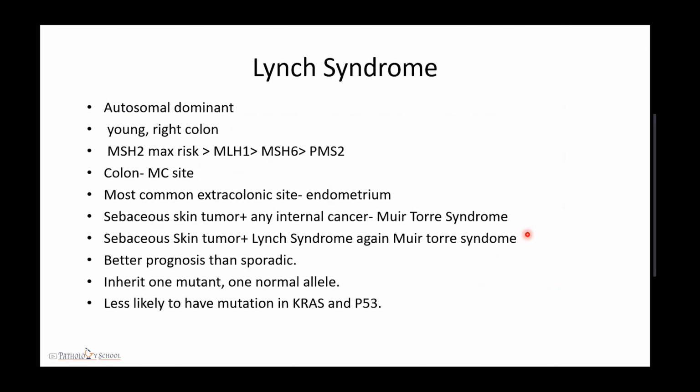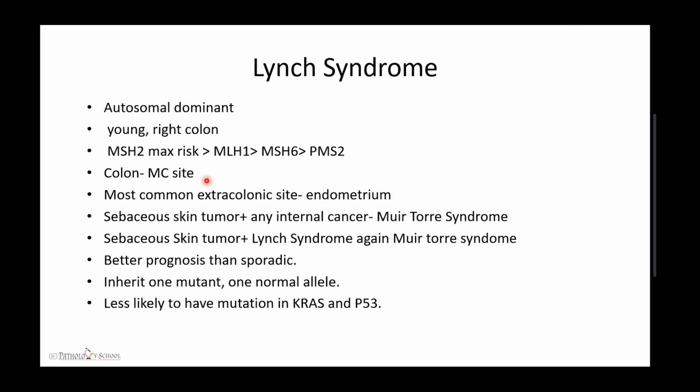Now, Lynch syndrome is an autosomal dominant condition. Most common in young patients. The clinician is going to suspect Lynch syndrome in a patient who is young. Most common site is the right colon. Yes, it can also be present in the left colon, but the most common site is the right colon. MSH2 has the maximum risk, followed by MLH1, followed by MSH6, and then PMS2. Colon is the most common site. Most common extracolonic site is endometrium.